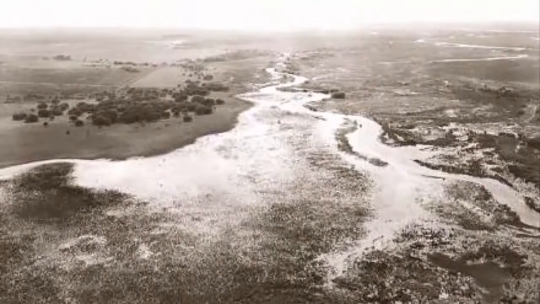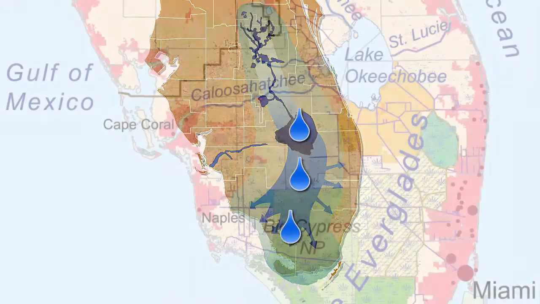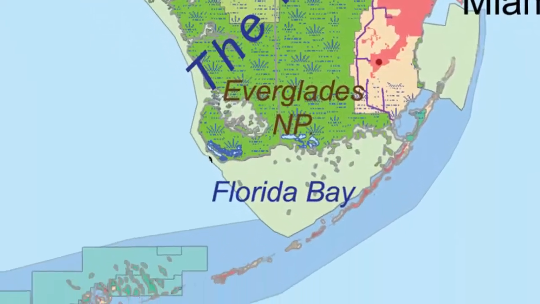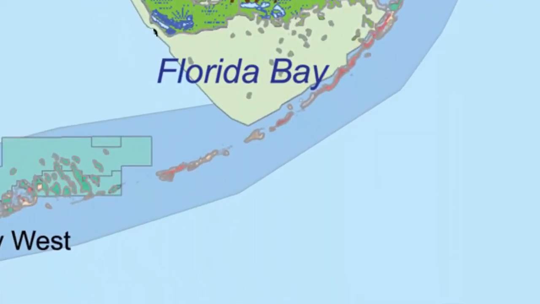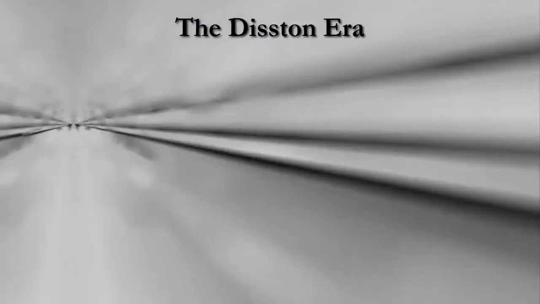Historically, water in the Greater Everglades ecosystem flowed through a marshy floodplain along the Kissimmee River, south to Lake Okeechobee, then into the Everglades, finishing its journey in the Florida Bay, over 200 miles from its headwaters. It took 6 to 8 months for the water to travel the entire system.